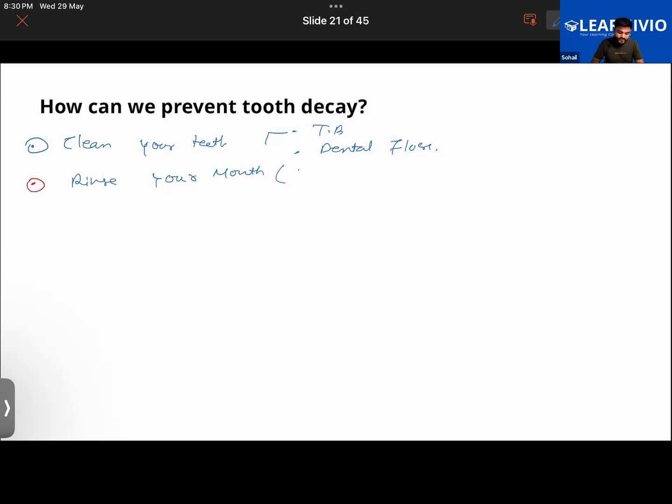Rinse your mouth after every meal. Any other methods? How can we prevent it? Floss. Yes, dental floss, we have written it over here.